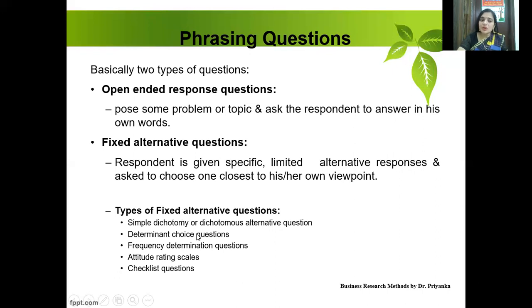Number one, simple dichotomy or dichotomous alternative question. Then determinant choice questions, frequency determination questions, attitude rating scales, and checklist questions.